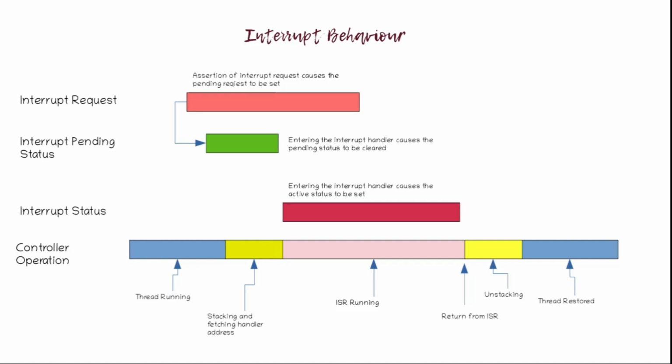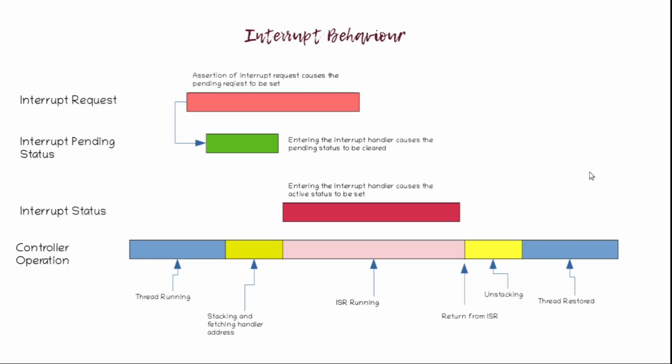So the bars that you see here, consider this like a timing diagram. The bar that you see is an event that is moving forward in time. We have four events that you can see here. One is the interrupt request, one is the interrupt pending status, the actual interrupt status, and the controller operation, or what is actually going on in the NVIC.